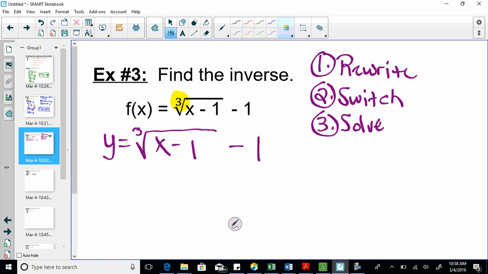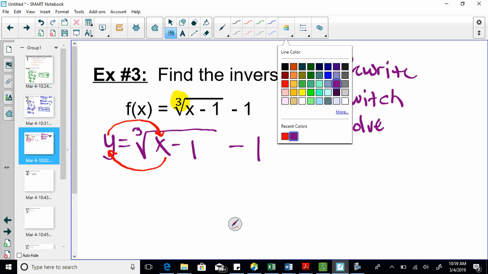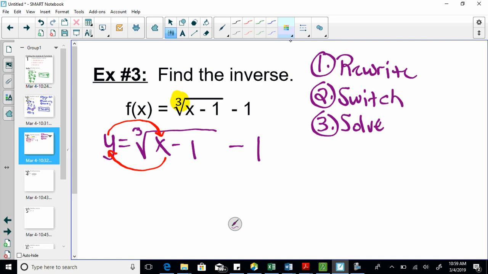Now the second step is switch. So we switch x and y. So y goes over here, and x comes over here. So x moves to the outside of the cube root, and y goes inside in its place. So that is x equals, now the cube root of y minus 1, and then minus 1.